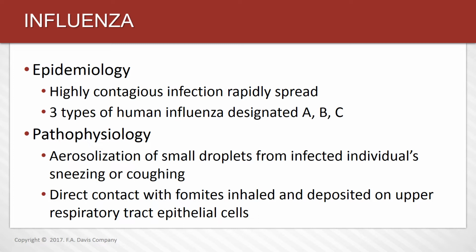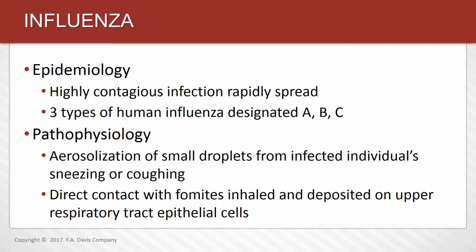And then you have fomites, which are inanimate objects that carry organisms and facilitate their transfer from one person to the next. An example of a fomite that the nurse carries would be the stethoscope. And then you have pens and scissors. So it's important for you to know those definitions.